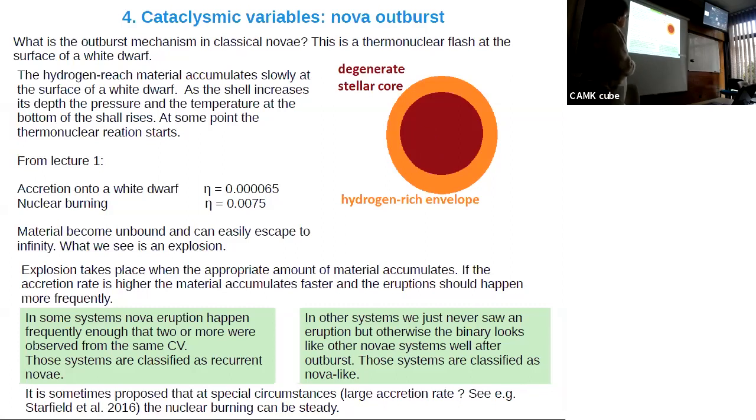And why is this outburst so spectacular? During lecture one, we estimated the efficiency of various processes. The efficiency of accretion onto a white dwarf is not really spectacular. It's a few times 10^-5. The efficiency of hydrogen burning is much higher. So you have accretion, but now you dissipate much more energy than was related to the accretion process. So you generate more energy than the gravitational binding energy. You unbind easily all the material which was accreted. So you can eject all this material, or actually even a bit more.